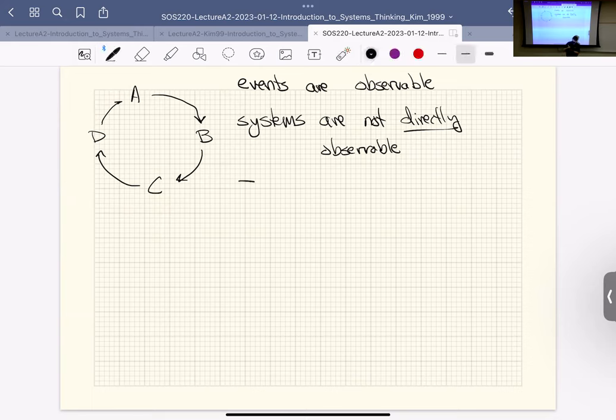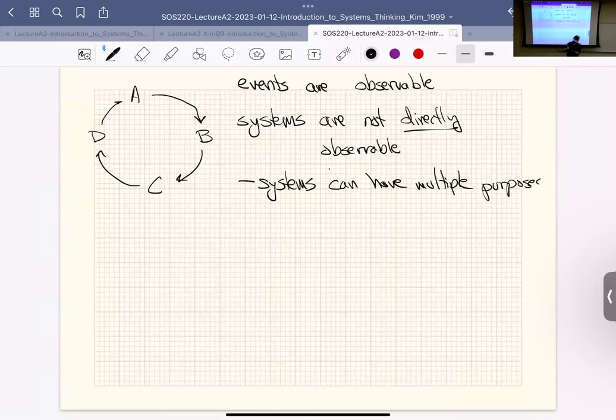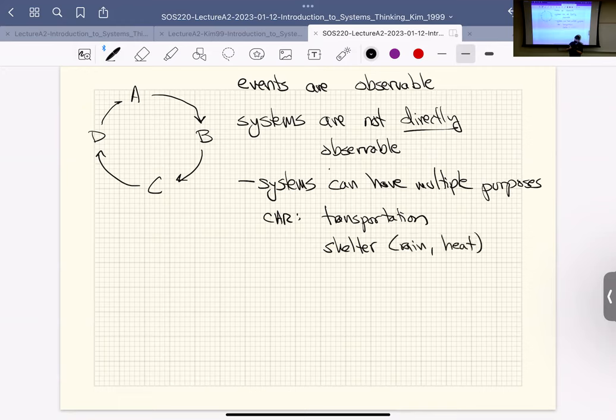But that's another thing I want to put here, is that systems have or can have multiple purposes. So if we think about a car, it's transportation, sure, but it's also shelter. If you think about rain or even heat, in some people's cases, it's entertainment. So you can sit in the car and maybe watch a movie if it's an electric vehicle. And that's now a common thing. People sit there and watch movies in the car while their vehicle is charging.